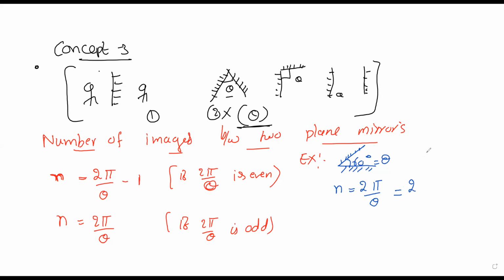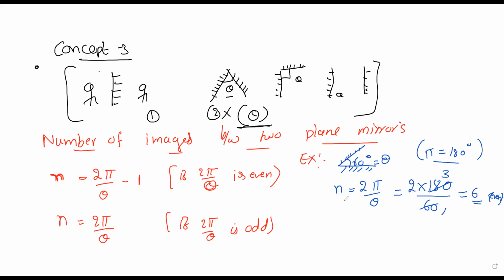So 2 into, and you know children, what is the value of pi? Pi is 180 degree. Remember, the value of pi is 180 degree. So 2 into 180 degree divided by theta. How much theta am I given in the question? 60 degree. So now you calculate: 60 ones are 60, 3 twos are how much? 3 twos are 6. So is 6 an even number or odd number? Good. 6 is an even number.